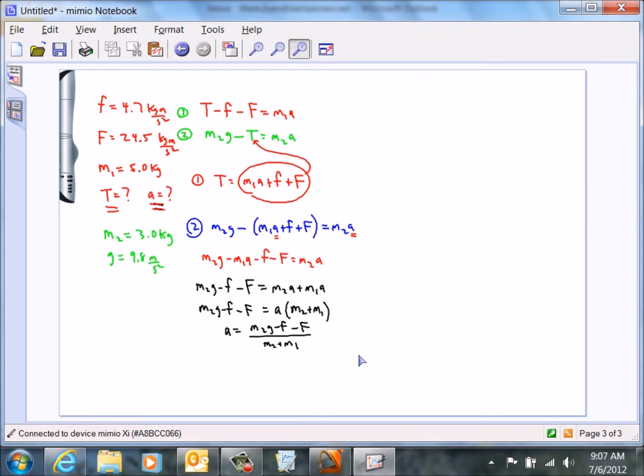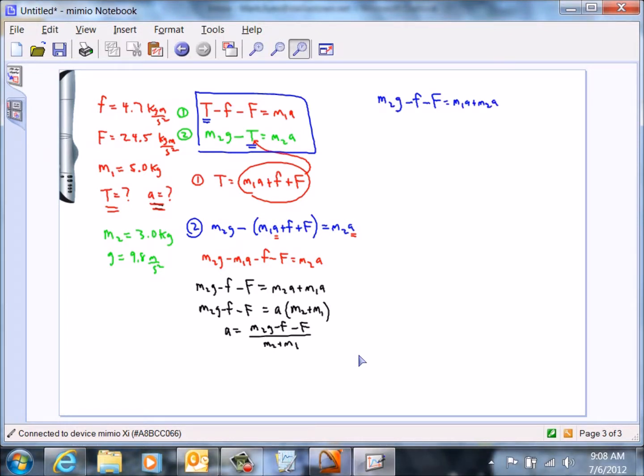Well, let's go back to our original two equations. Here they are. Just looking at those two equations, I realize that if I just add those two together, I have a positive t in equation 1 and a negative t in equation 2. The t's are going to disappear. So when I do that, from the second equation, I'm going to get m2g. The t's cancel. From the first equation, I'm going to get minus little f minus big F equals, on the right-hand side, I'm left with m1a plus m2a.